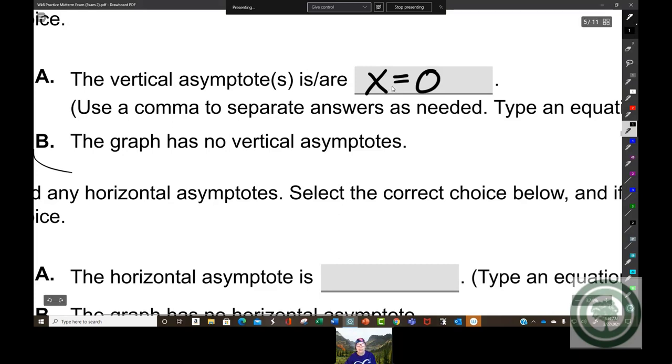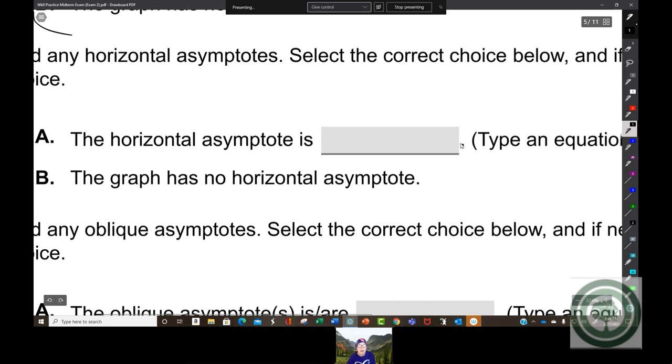And finally, we get to the question here, which is, what about horizontal asymptotes? Well, we have to go back to the original function. Here's where you look at the degree of the numerator and the degree of the denominator. The degree of the numerator, because it's a constant, which is a number with no variable, is zero. The degree of the denominator, that's x to the one power. So the degree of the denominator is one.